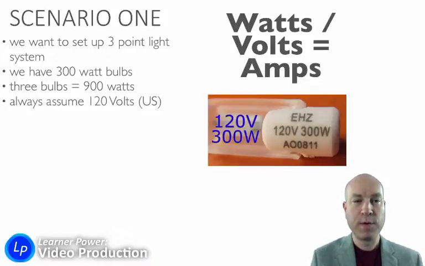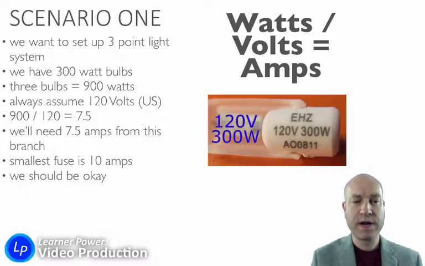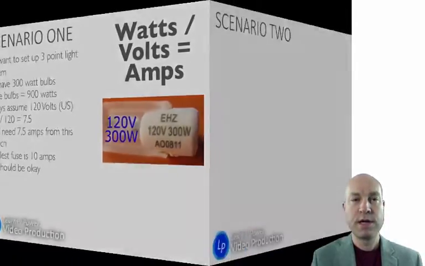In our formula, we always assume 120 volts for the United States, and that's going to give us these numbers here. 900 watts divided by 120 volts equals 7.5 amps. 7.5 amps are going to be required from this branch to run these 3 lights. And since the smallest fuse we know is 10 amps, we don't have a problem here. We're going to be okay with these 3 300 watt bulbs. That's the first scenario. We're all good here.